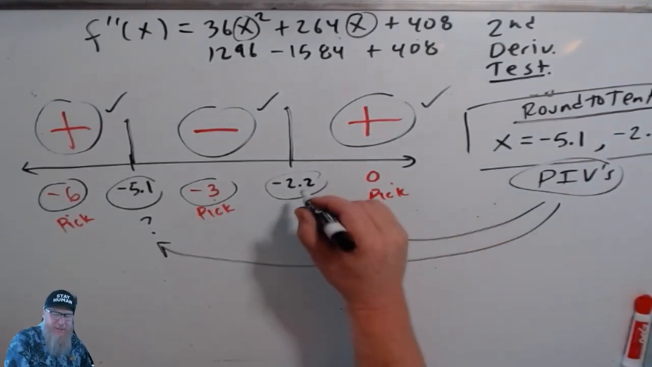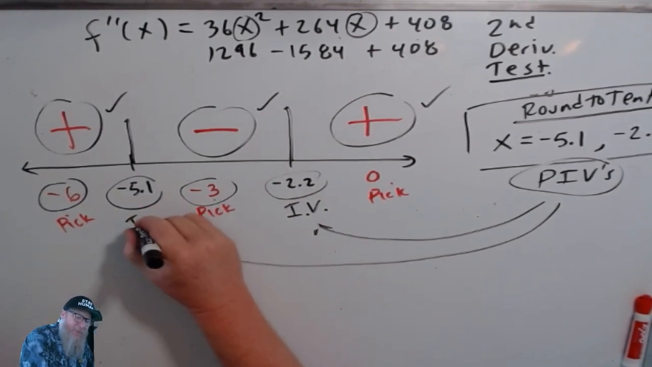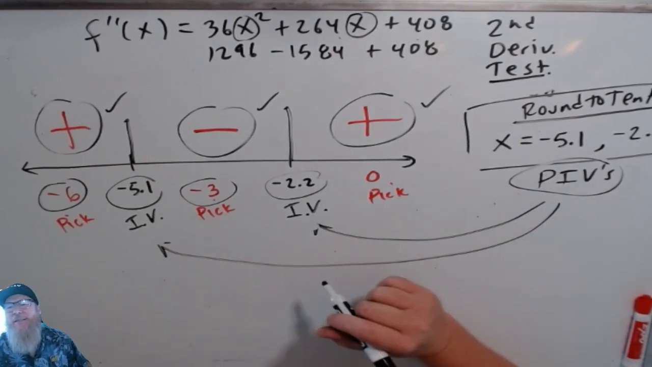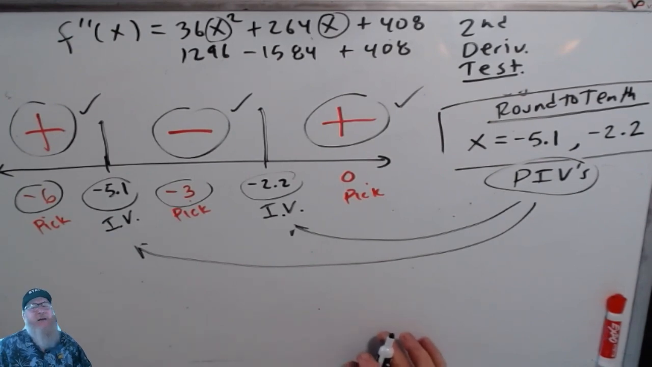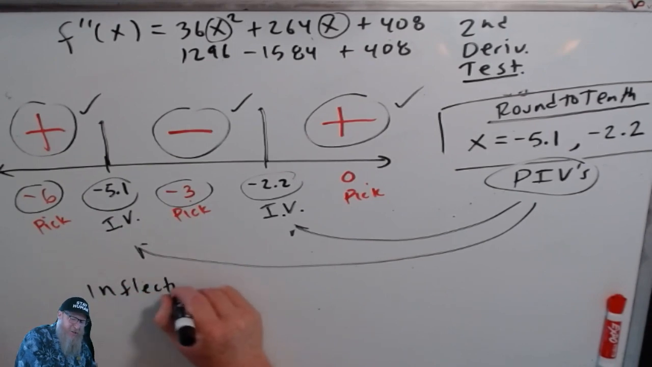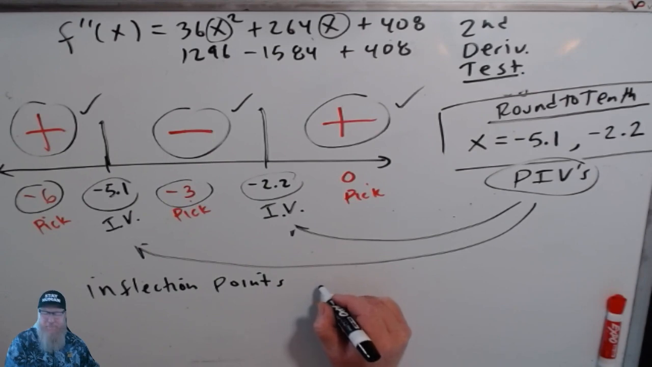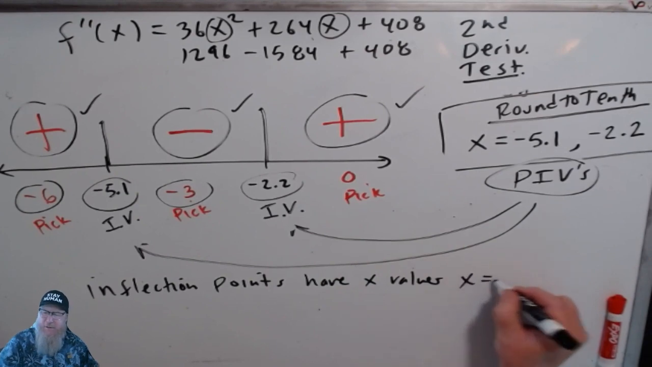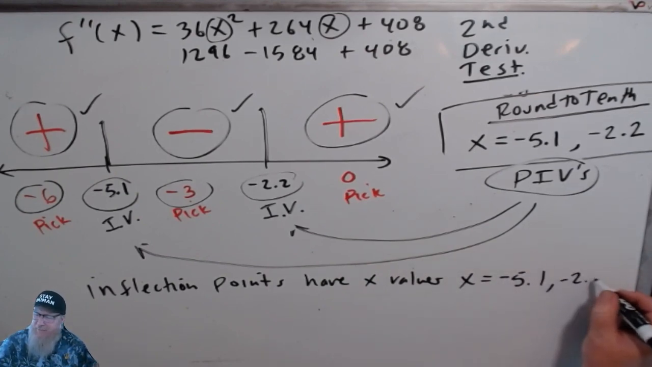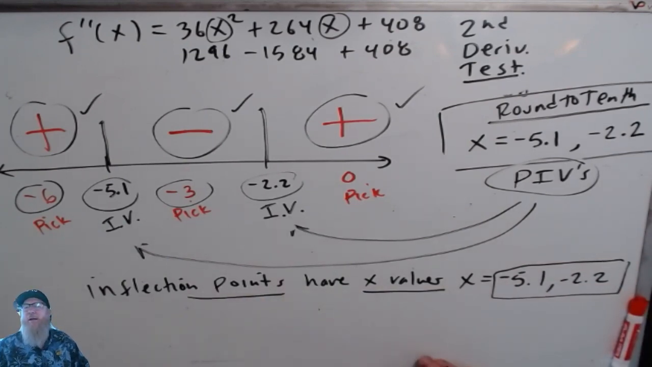All right, so that means that these are both IVs, inflection values. Some people call them IPs, inflection points. They're not really points until you plug them in. I don't want to plug them in today. So I'm just going to say inflection points have X values -5.1 and -2.2. So these are just the X values of the points.